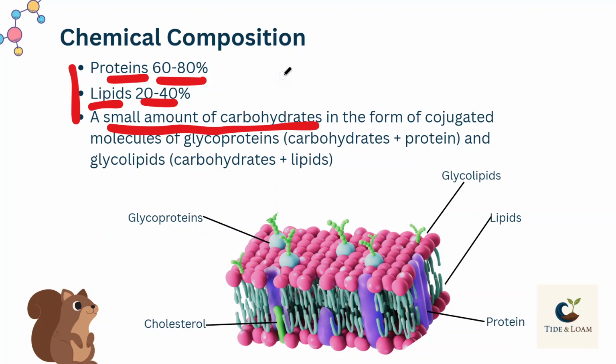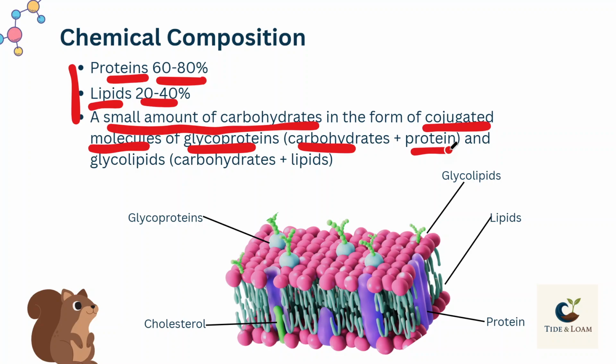So cell membrane की composition में तीन चीजें हैं, protein which are 60 to 80%, lipids which are 20 to 40%, and a very small amount of carbohydrates is also present. और carbohydrates present हैं in the form of conjugated molecules. So what are conjugated molecules? When two molecules combine, a new molecule forms, and that new molecule is called a conjugated molecule. For example, glycoprotein. And glycoprotein is formed by the combination of carbohydrates and protein.